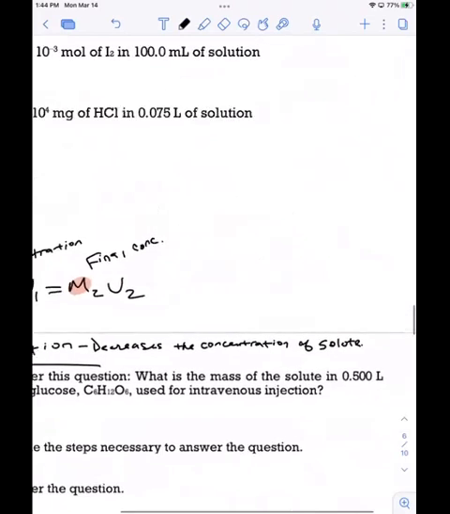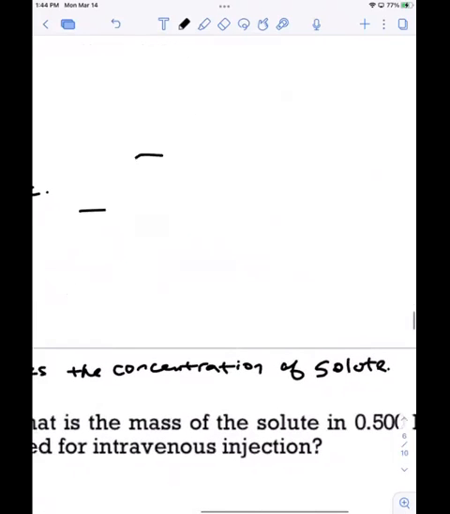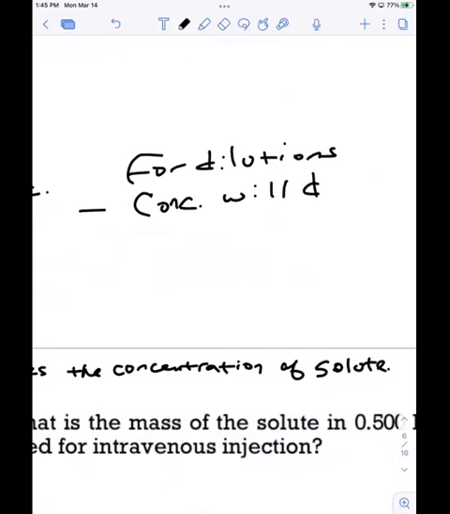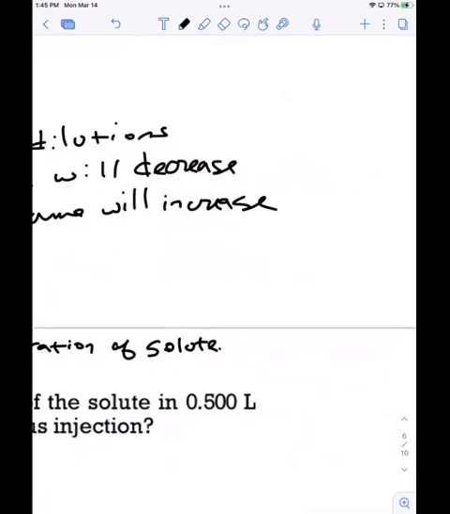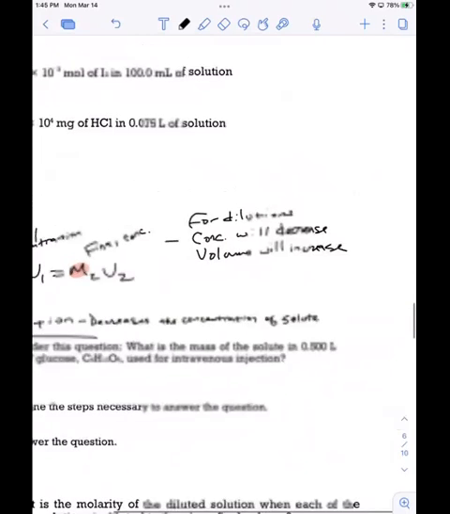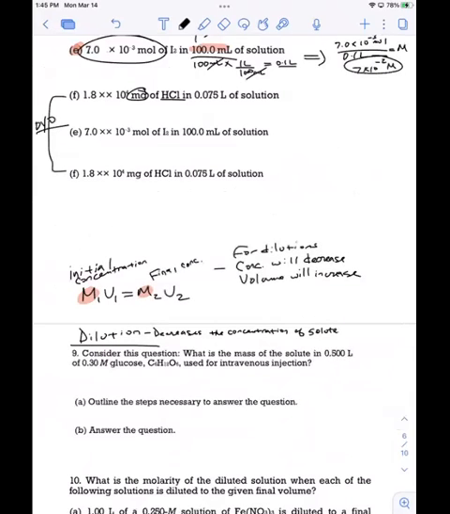All right. So let me put that over here. I'm just going to abbreviate concentration. Concentration will decrease and volume will increase. That's what happens in a dilution. You add a little bit more solvent to increase the volume, and at the same time, you're decreasing the concentration of the solute.